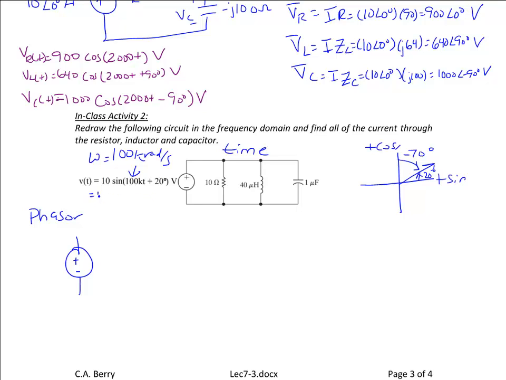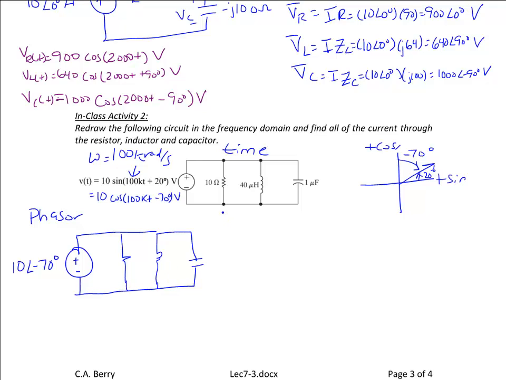So this can be written as 10 cosine(100kt minus 70 degrees), and the units are volts. So this would be 10 with an angle of negative 70 degrees. Now let's draw the resistor, the inductor, and the capacitor in the phasor domain. Remember, the impedance of a resistor is the same in the time domain and the phasor domain. So the resistor is still 10 ohms.